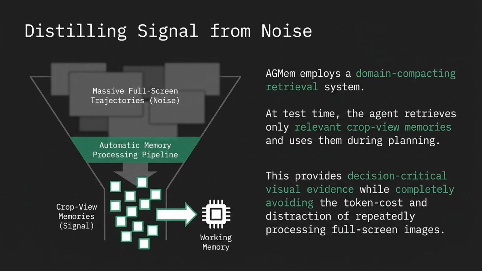Here is how AGMem distills signal from noise. It employs a domain-compacting retrieval system. At test time, instead of wading through massive, noisy full-screen trajectories, the agent retrieves only relevant crop view memories and uses them during planning. This automatic pipeline provides decision-critical visual evidence while completely avoiding the token cost and distraction of repeatedly processing full-screen images.